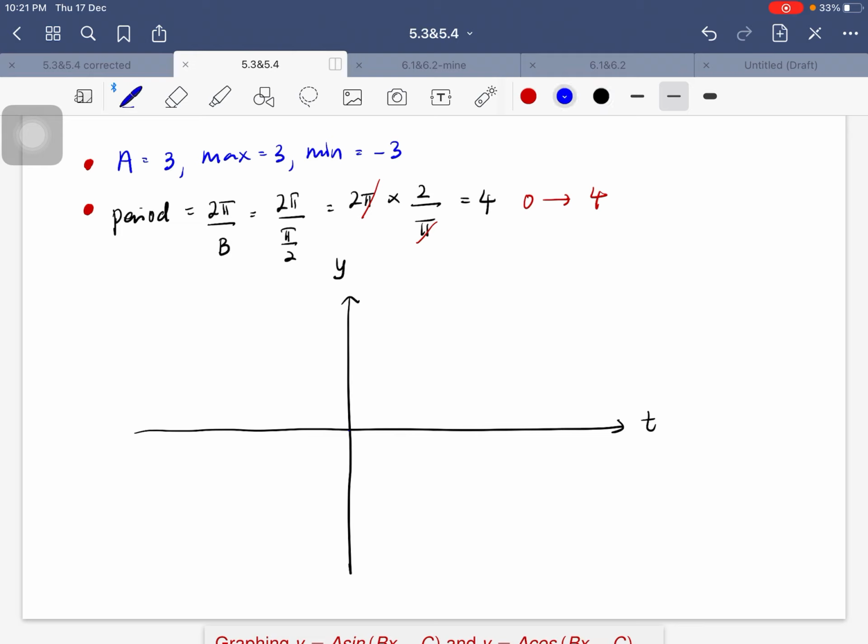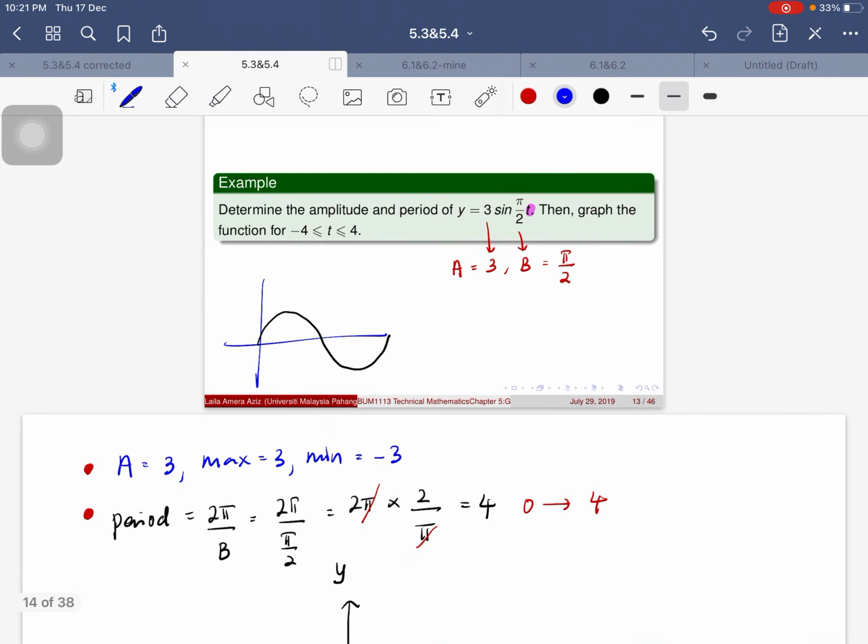So let me sketch the sine in blue. That is going to be one curve. And of course, for this case, it's going to be from 0 until 4. The middle is going to be a value of 2. Here is going to be a value of 1, and here is going to be a value of 3.